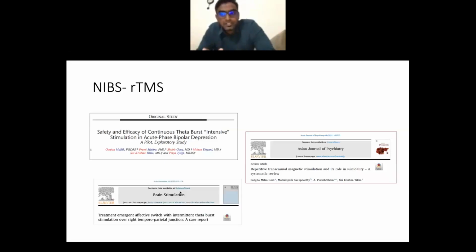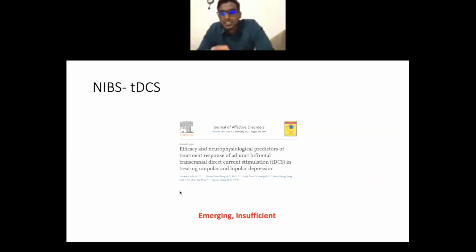Also, there's a danger that rTMS, when delivered to certain target areas in cases of bipolar depression, can enhance the chances of affective switch, which generally happens with use of antidepressants. The research on this is not very thorough, but yes, there are chances of this too. And for the use of tDCS, not much evidence is there. The evidence is still emerging, but still insufficient to be putting into clinical practice.